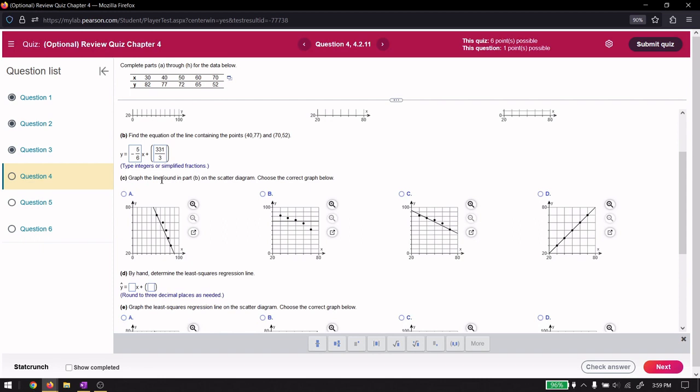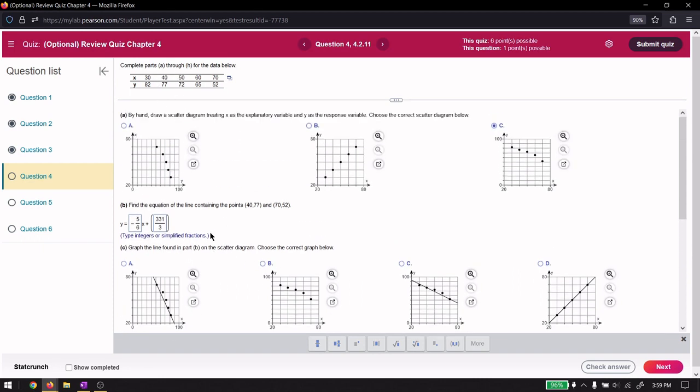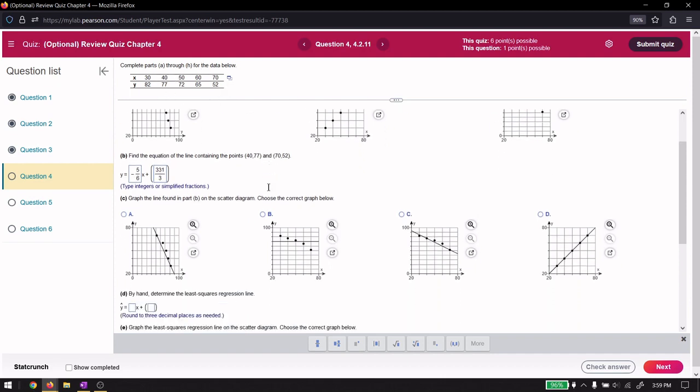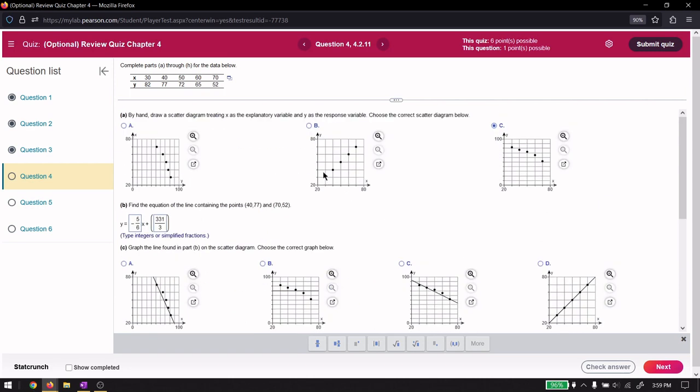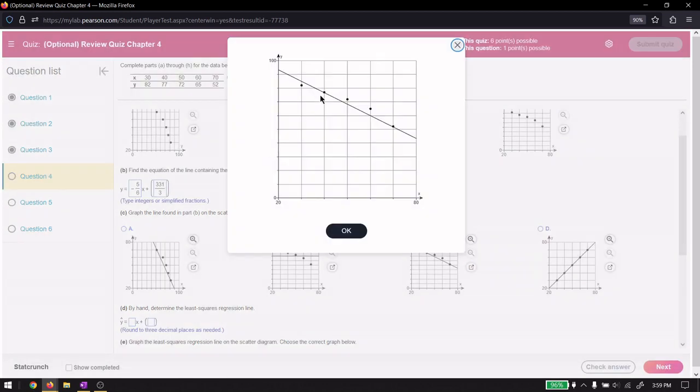Okay, now we're going to graph the line. Really, this is just going to be the line that's going through, let's see, (40, 77) is the second data point, and (70, 52) is the last one. So we're looking for a line that goes through those 2 points, and that fits this data set here. And that looks like part C. Part C goes through this line, the second line, and this last line there.